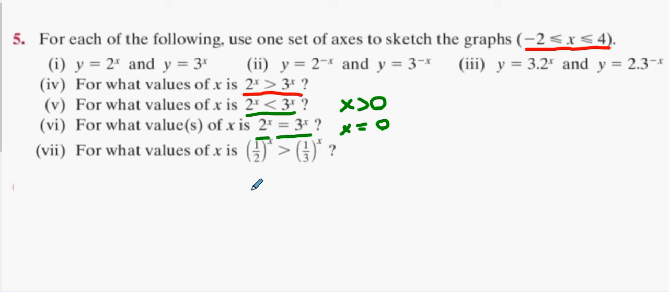For what values is a half to the power of x bigger than? Alright, let's think about this. Test some numbers. When are they equal to each other? When x equals 0, what will both answers be?